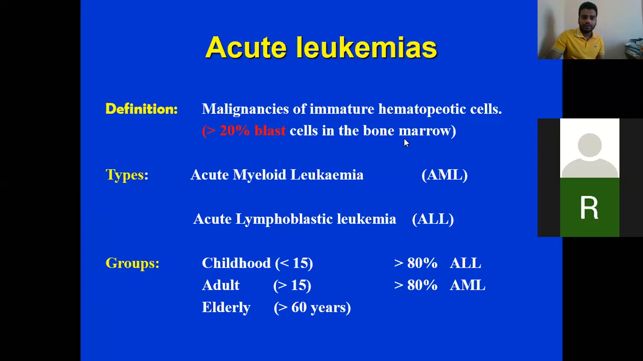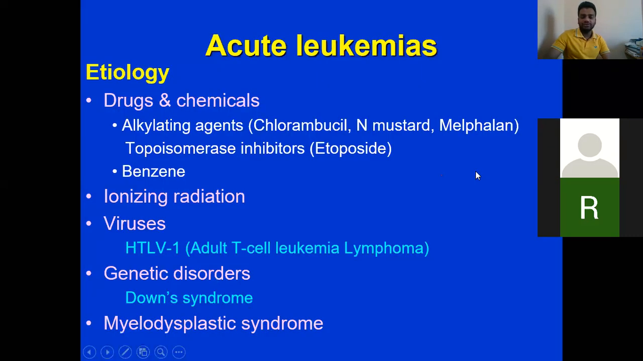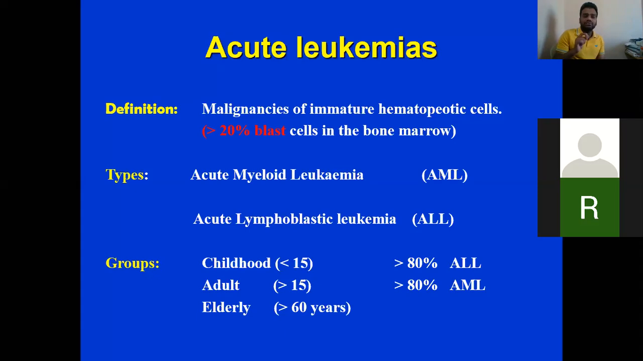So shall we move ahead a little bit about the definition of acute leukemia, as we already discussed. Then we'll go to the morphological classification and then etiology, all those things in detail. So the definition, you know already: these are malignancies of immature hematopoietic cells. Remember, immature means early in the stage. In other words, if you see more than 20% blast cells as immature cells, that's called acute leukemia. So it can be myeloid leukemia, or it can be lymphoblastic leukemia.